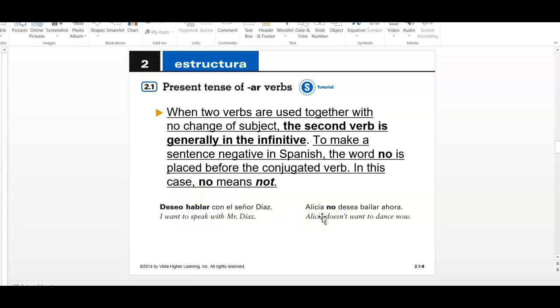Okay, and if I want to say not, then you're going to say Alicia no desea bailar ahora. So Alicia does not want to dance now. Okay, so we always place no in front of the verb to make a sentence negative.